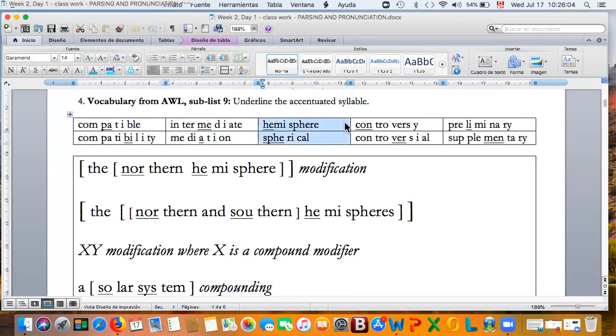Here we have something slightly different. This English word has been created from two Greek words. In our analysis, this is like a compound. Compound pronunciation means put the accent somewhere on the first member, the first word that forms the compound, not on the second. So, as it happens, the first syllable of that first word has the accent, and it gives us hemisphere.